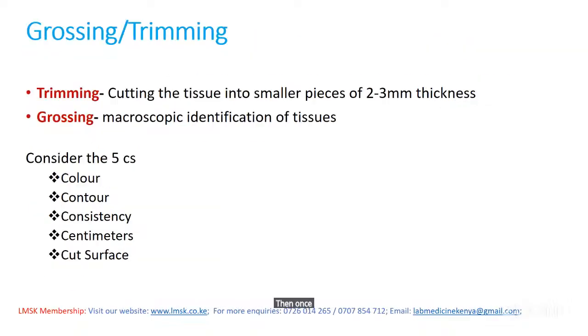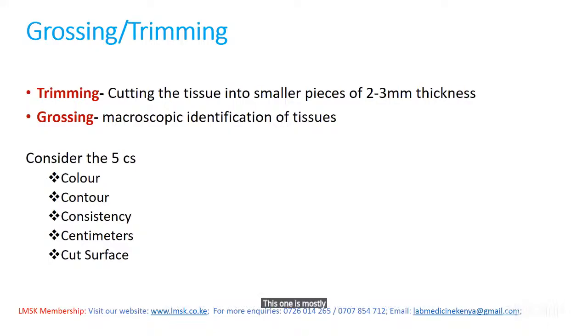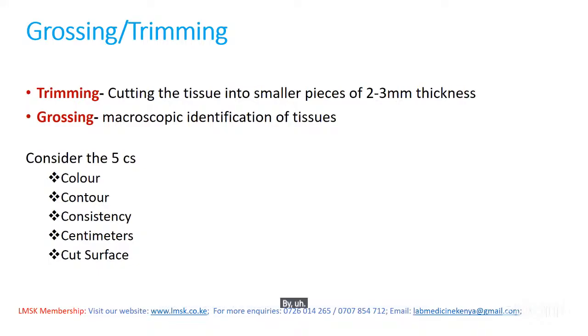Then once the specimen has been accessioned, our biopsy will go to trimming or grossing. This is mostly done by a pathologist and a technologist. If there are small samples, it can be done by technologists or scientists alone, depending on how a particular laboratory works.